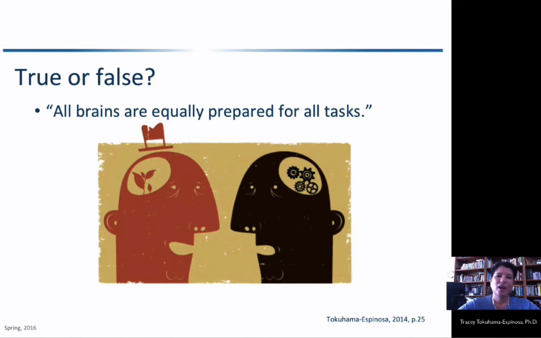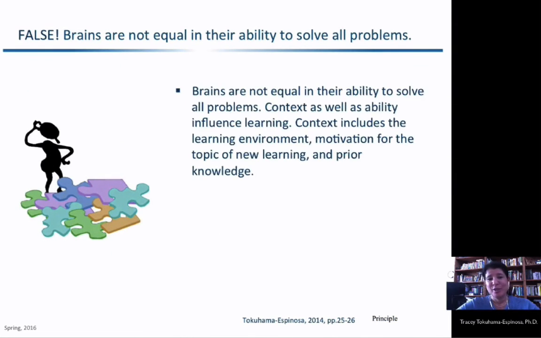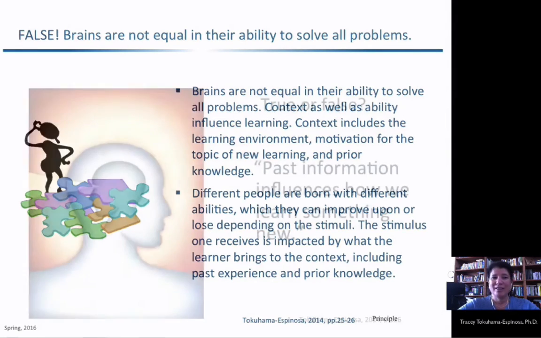Another question. All brains are equally prepared for all tasks. Unfortunately, this is not true. You're born on an unequal playing field. Different people are born with different potentials for different types of things. And based on their context, the experiences that they have in their environments, they're able to maximize the potential for that genetic makeup that they inherit from their parents.